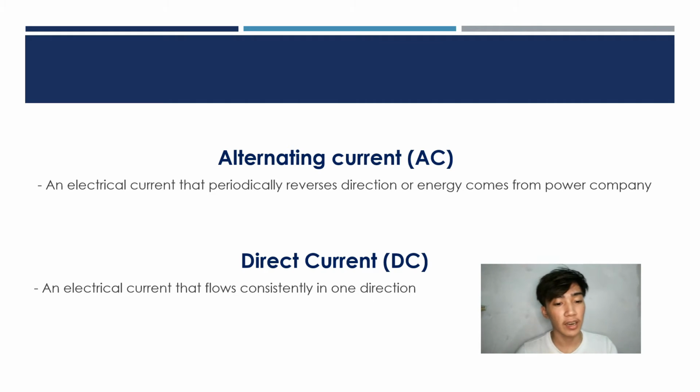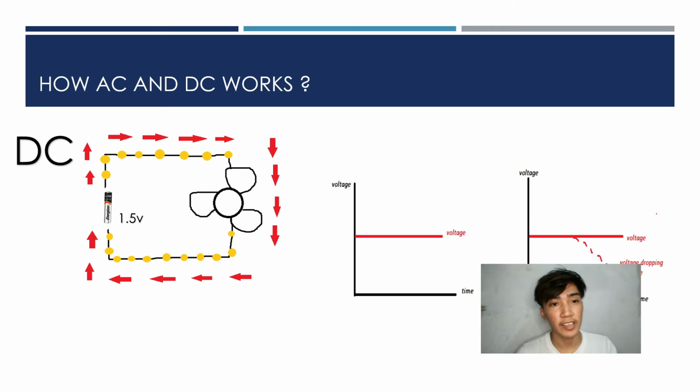DC, or direct current, is an electrical current that flows consistently in one direction. To put it simply, you are using batteries to run appliances or devices such as flashlights, remotes, and clocks. This current can be seen as constantly positive or negative.